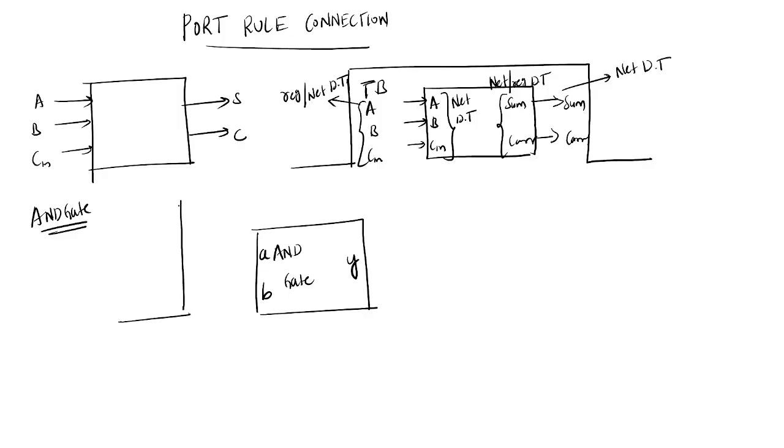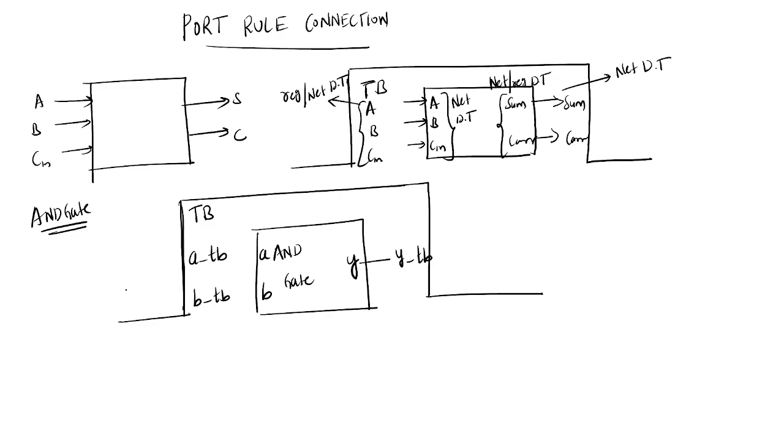In order to verify this AND gate, you need to write the test bench. That we'll discuss. This is under the top module. So this test bench doesn't have ports, just the variables. The test bench variables are A_TB and B_TB, and Y_TB. I told you the test bench variables can be reg data type.